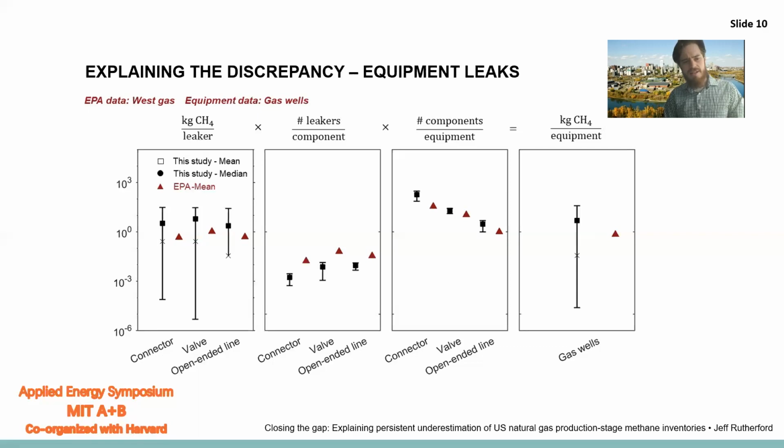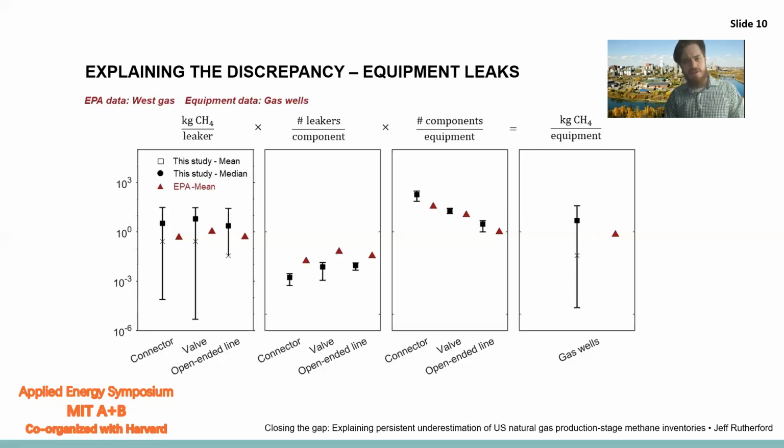So what we find, as you can see for connectors, valves, and open-ended lines, the range of emissions factors for our study are shown in black bars. The EPA mean is shown in red, with the mean value as a black square. As you can see, there's nearly an order of magnitude difference between mean component level emissions factors for our study and that of the Gas Research Institute report.